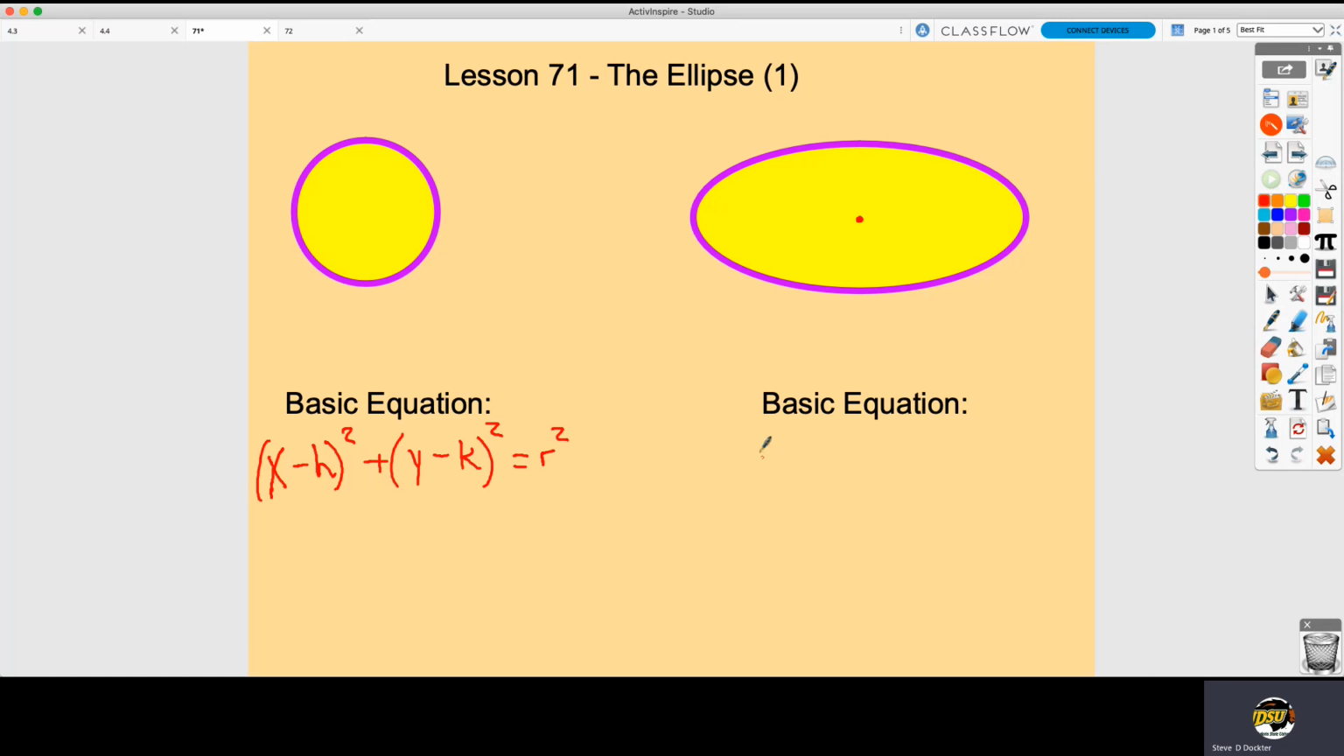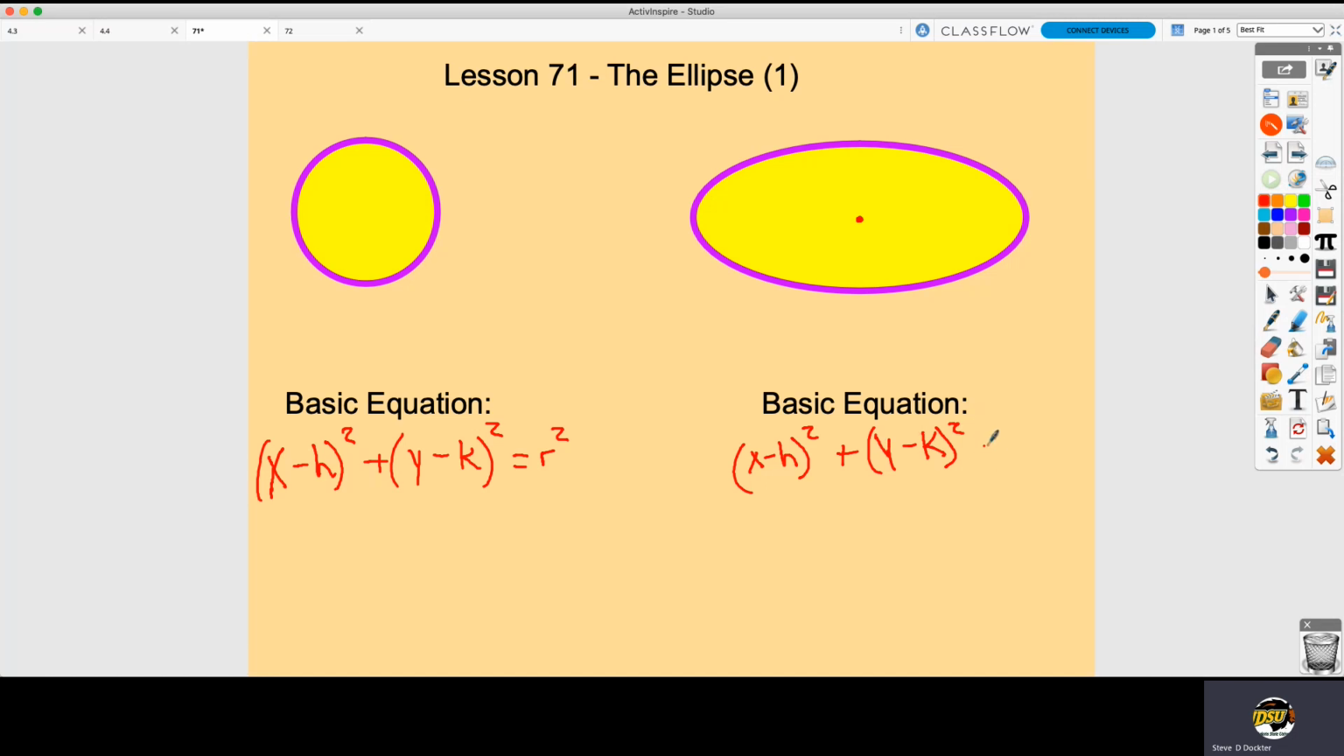Now, the things that stay the same. This x minus h squared is going to stay the same, plus the y minus k is going to stay the same. That is always talking about the center of either one of these two objects. So that stays the same. Now, normally, if it were a circle, we'd say that's equal to r squared. Because the radius changes, we have to adjust this equation just a little bit.